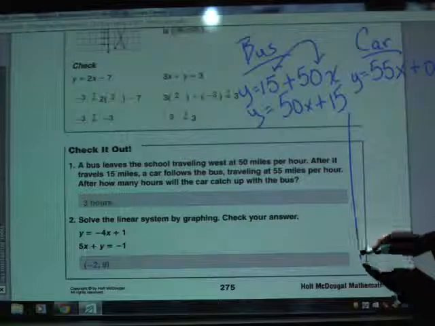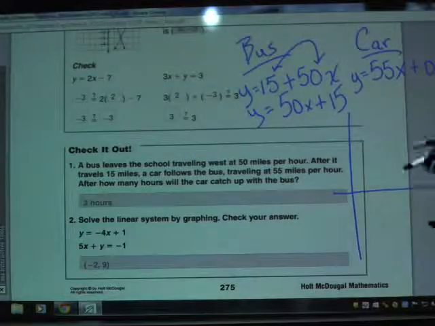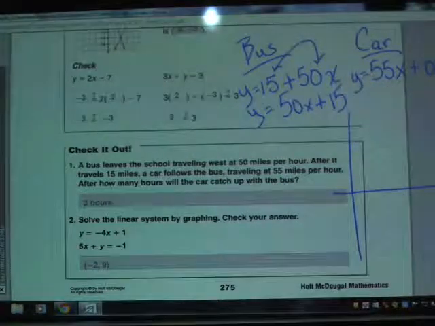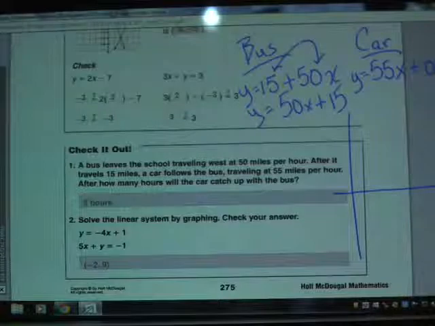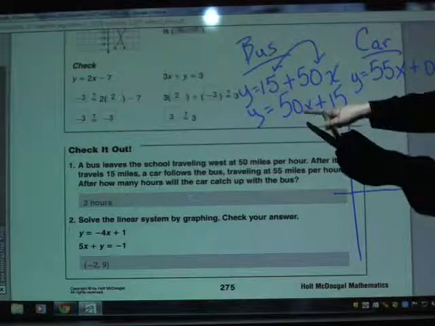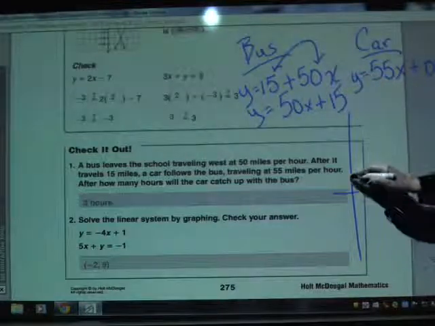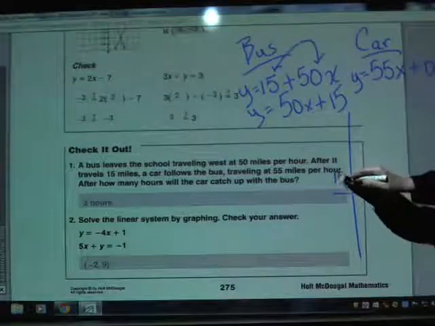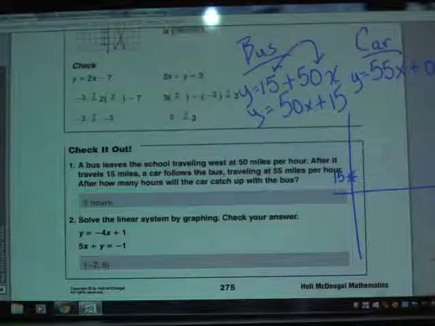All right, so I'm going to sketch myself a little graph, and I'm going to chop off the quadrants over here on the left, 2 and 3, because I don't need them. I could really chop off this one down here if I wanted to, but no big deal. So 50x plus 15 for the bus. I'm going to go up to 15 to start on the y-axis.